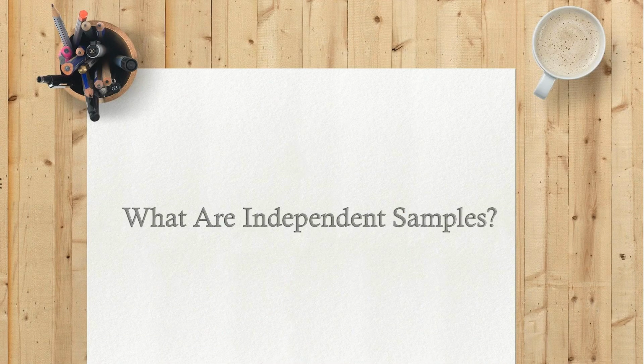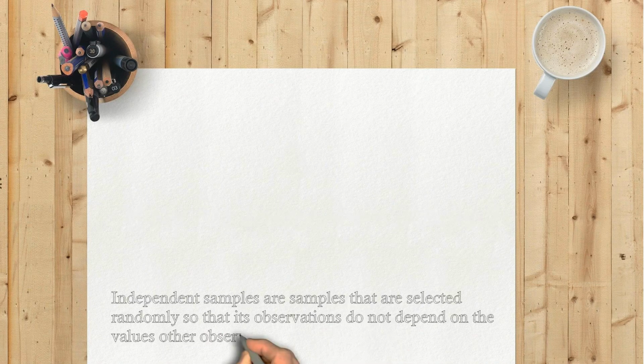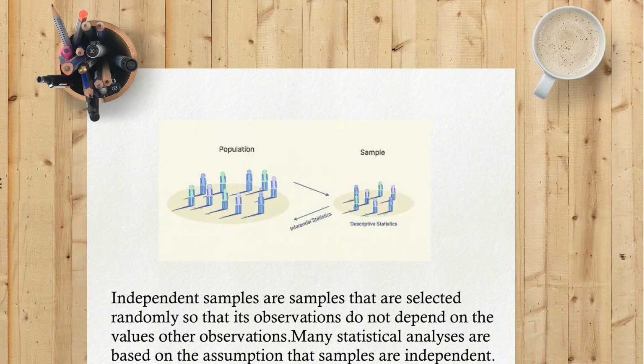What are independent samples? Independent samples are samples that are selected randomly so that their observations do not depend on the values of other observations. Many statistical analyses are based on the assumption that samples are independent.